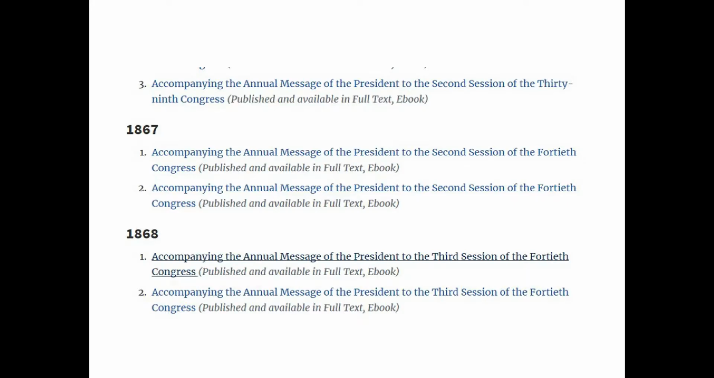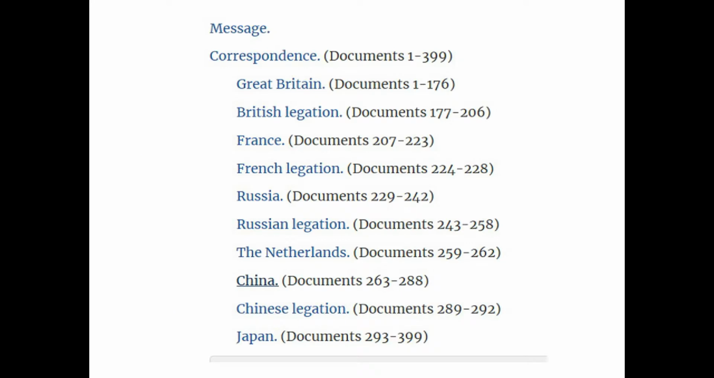When I do that, it brings up the years, and I decide, well, you know what? I'm going to look up the year 1868. That's the year I'm interested in. I'm going to look up the papers accompanying the annual message of the President to the third session of the 40th Congress, published and available in full text or ebook. So that's something I can click on, and it will bring me to another menu. That document is divided up into different legations, different regions, different countries, and there's no Korea section here because the United States and Korea don't have diplomatic relations.